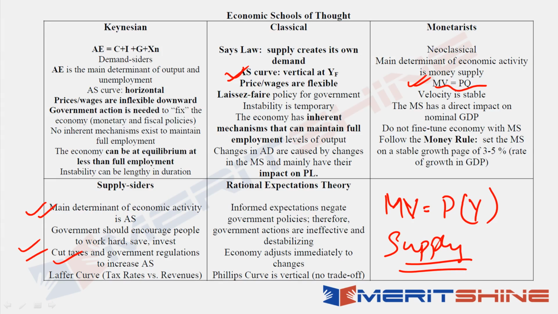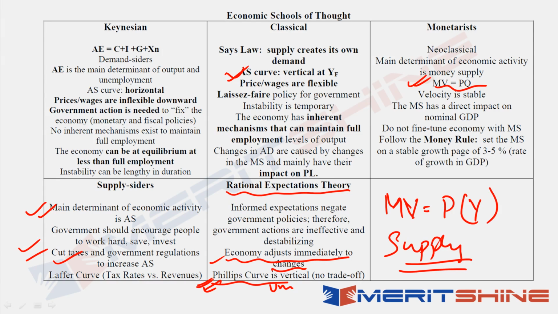Okay, then your rational expectation theory, this is the latest, and they say that in this world where information is freely available, expectation negates government policy. So government cannot surprise us anyway. So whatever they do, it is useless. That is their thinking. And the economy adjusts immediately to changes. And the Phillips curve, we will come to it, do not worry about it until we get to unemployment. But it is vertical. That is their belief.